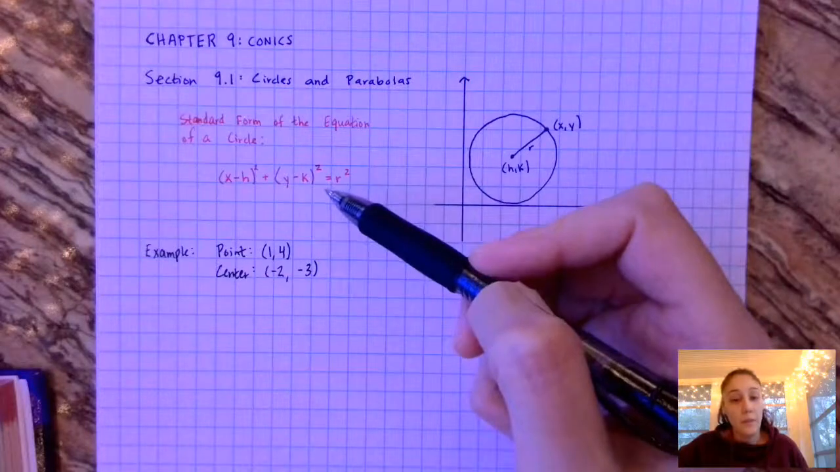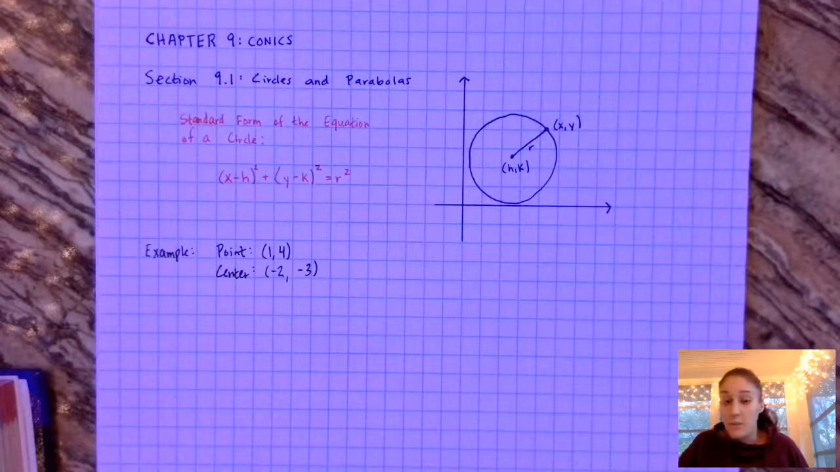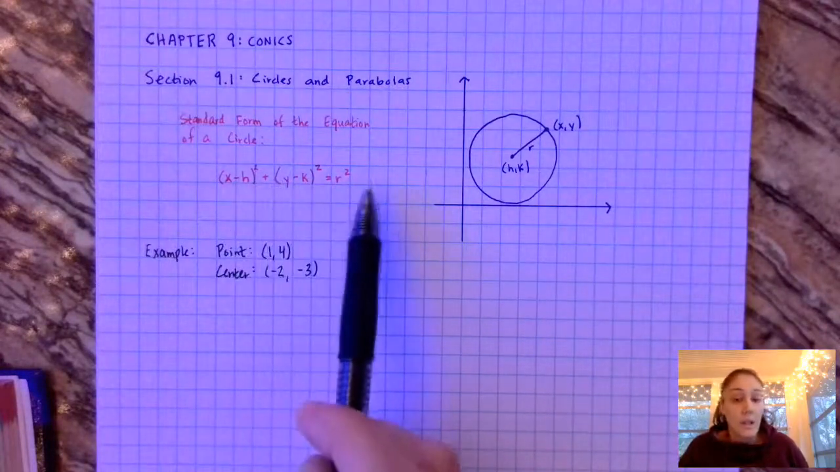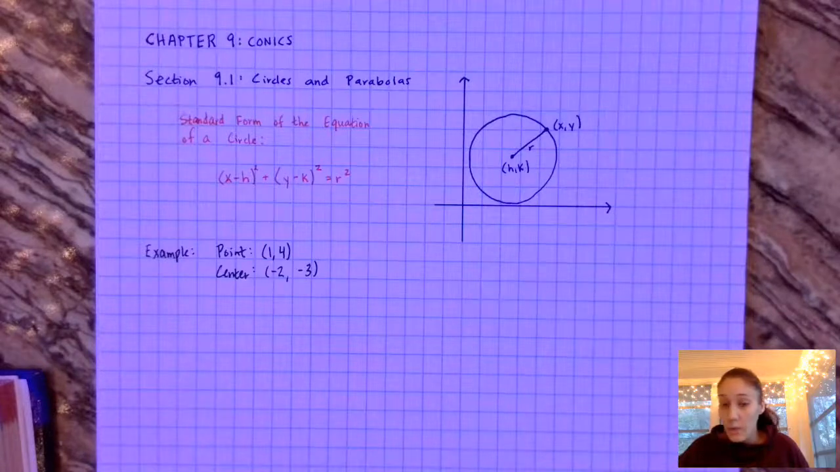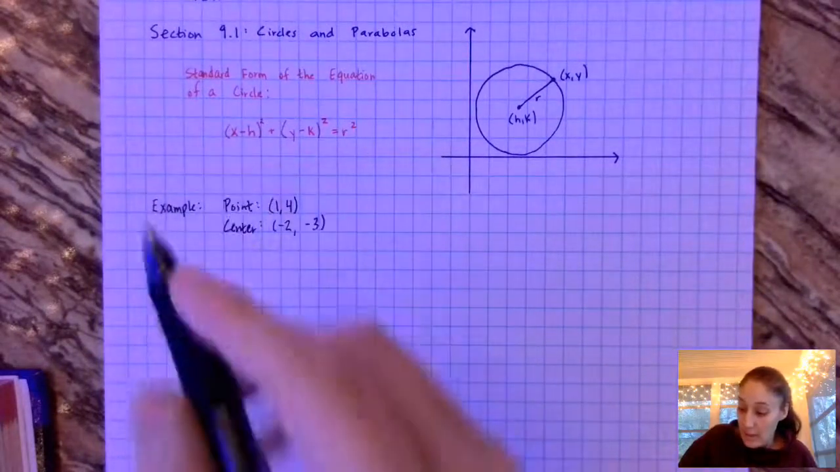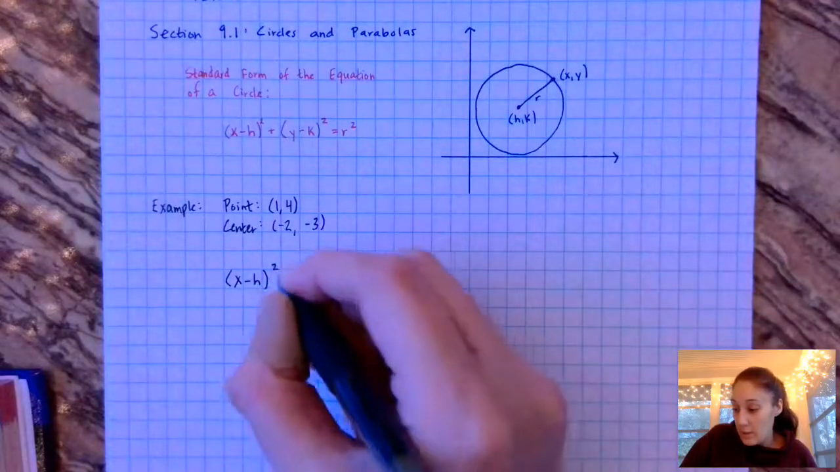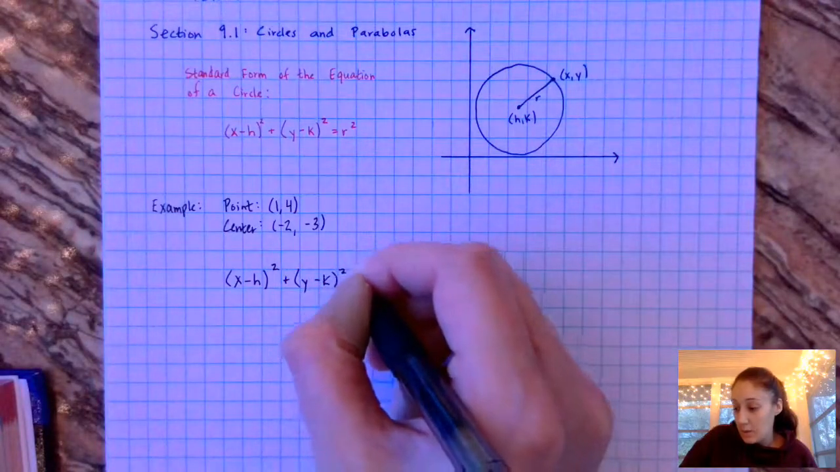There's another form that we'll see later on, but right now we want to put this in standard form, and there's a lot of reasons for that. We can very quickly identify the center and the radius of a circle, and when we can quickly identify information, that's always a good thing. So we are going to start with this equation: (x - h)^2 + (y - k)^2 = r^2.